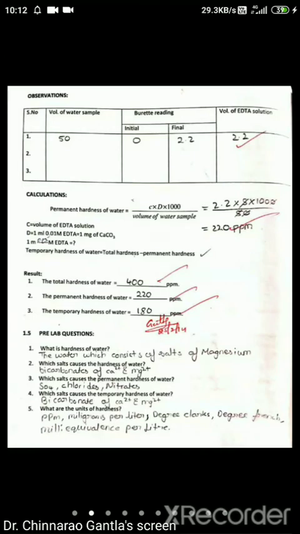Now the table. Volume of sample of water, 50 ml. Here the 50 ml has completely had the temporary hardness causing salts removed. Boiling water, cooling water, boiled and filtered water, 50 ml. This water consists only of permanent hardness, not temporary. Temporary is already removed in the process of boiling.